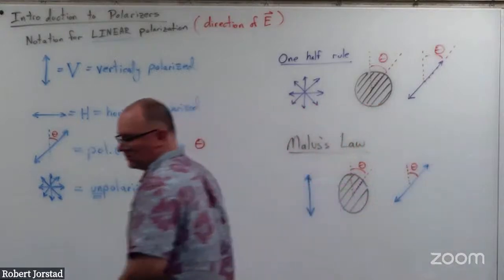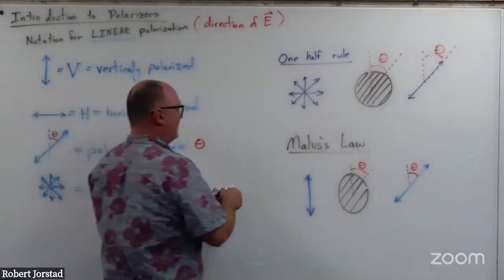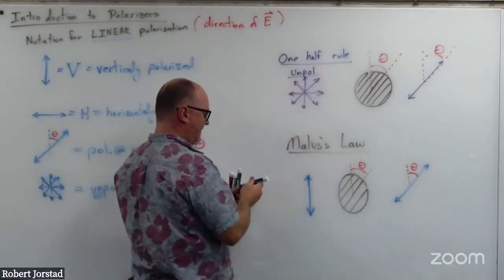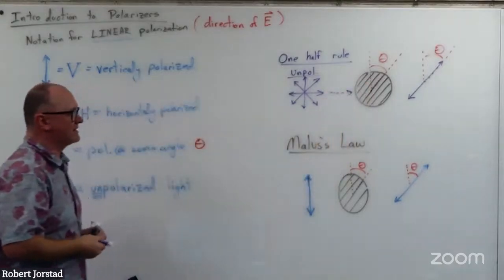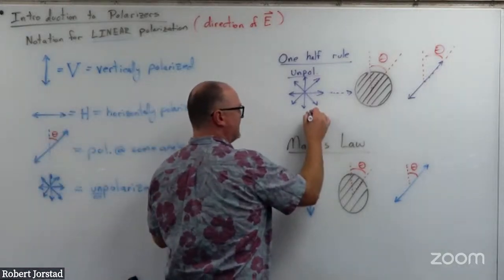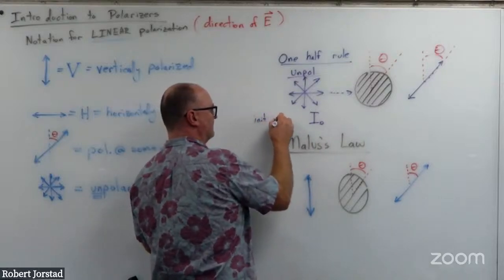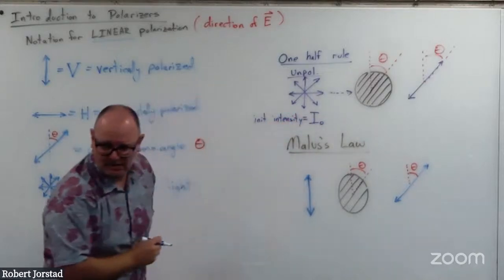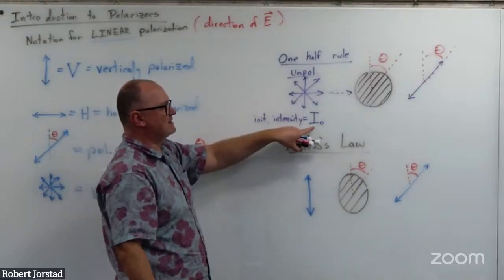Let's get this video over with. The 1/2 rule. All right. If you have unpolarized light and it heads through a polarizer, it doesn't matter what angle you use. We saw this. We would call this intensity here I0. The initial intensity of the unpolarized light is I0.